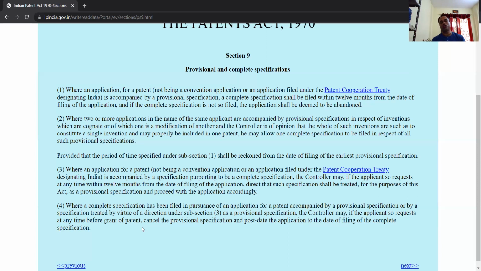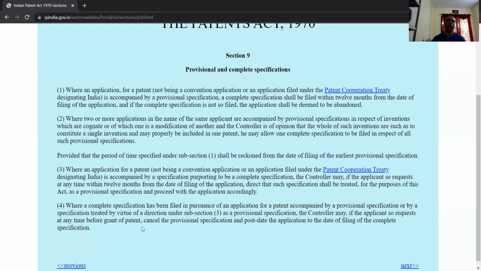Or it could be that you file the complete specification first, but then you convert that into a provisional specification as per section 9, subsection 3. So the complete specification is converted into provisional, and then you again file a complete specification. And you want to cancel the first one, so that your application is post-dated to the date of filing of the complete specification.